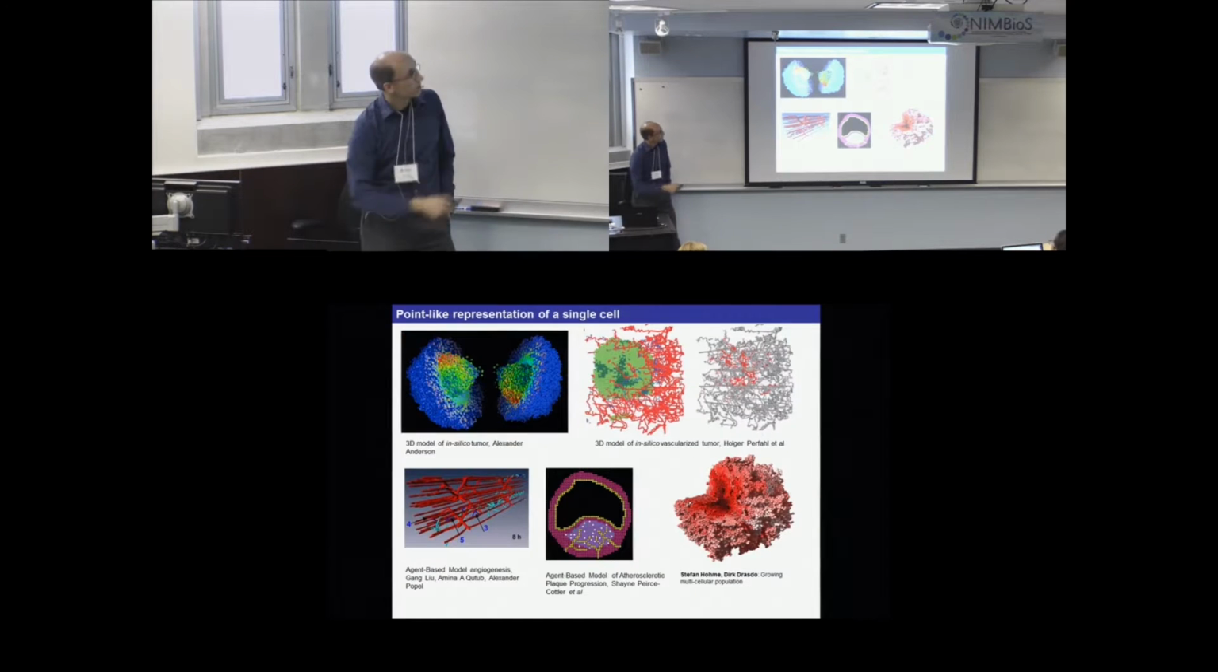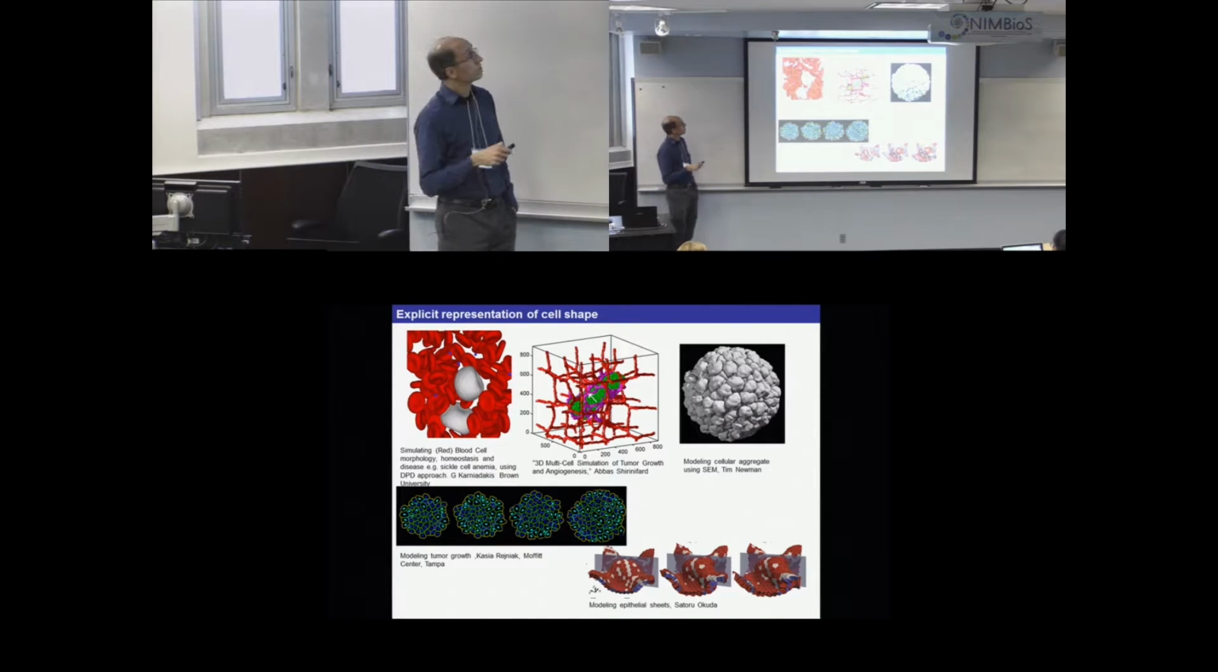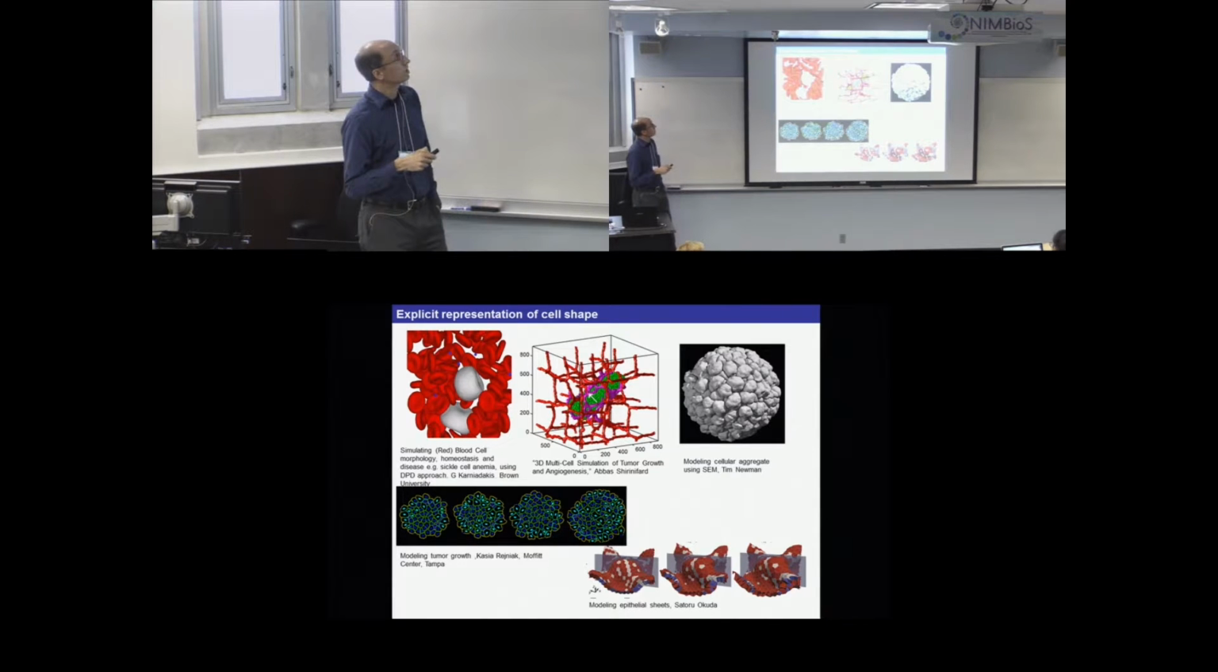So those models represent cells as a single point in space. So we can be either on lattice or off lattice. Another class of models is the class of models that allows you to represent cell shape explicitly.